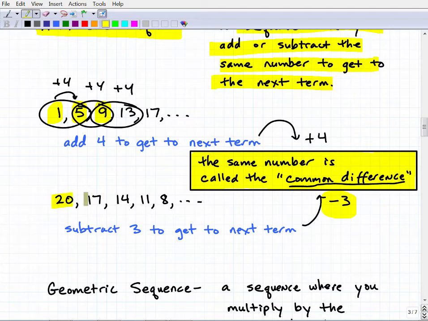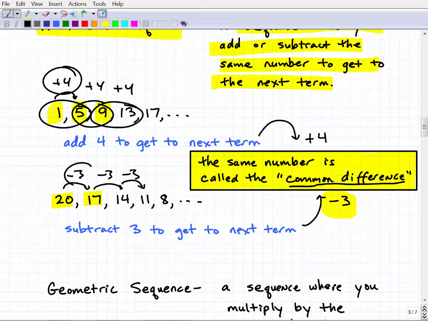You can see from 20 to 17, what's going on? Well, it looks like we subtracted 3. Okay, does it work for the next pair of terms? If I subtract 3 from 17, do I get 14? Yes. If I subtract 3 from 14, do I get 11? Yes. So you have to check a few of these to make sure it is the same number. And then if you're adding or subtracting the same number, that number is called the common difference.